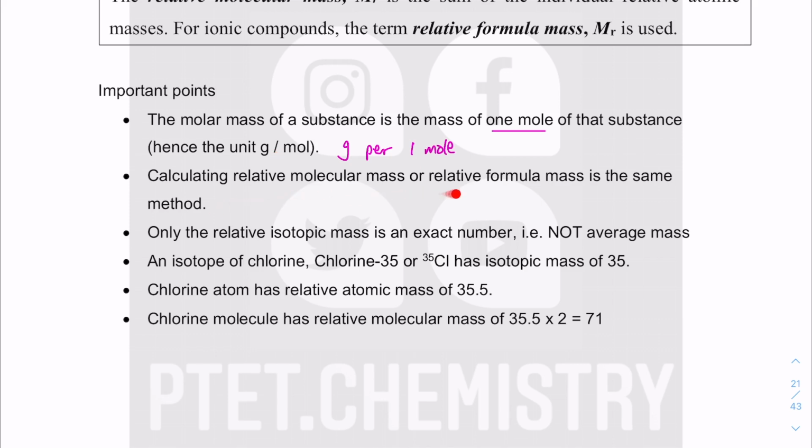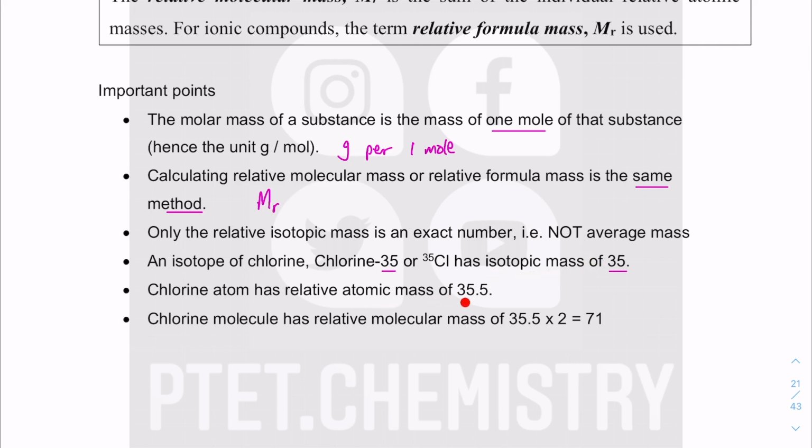Calculating relative molecular mass is the same method. It's just different names. These are for molecules, these are for ionic compounds, but both of them we abbreviate as Mr and we calculate them the same way. Okay. Only the relative isotopic mass is an exact number, and there's chlorine 35 or chlorine 37. Those are your case studies. So chlorine 35 has a mass number of 35. That is the relative isotopic mass.